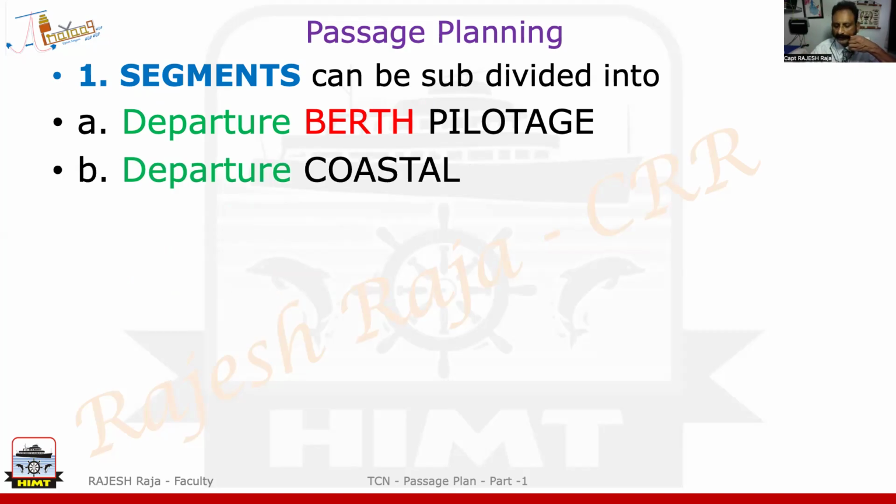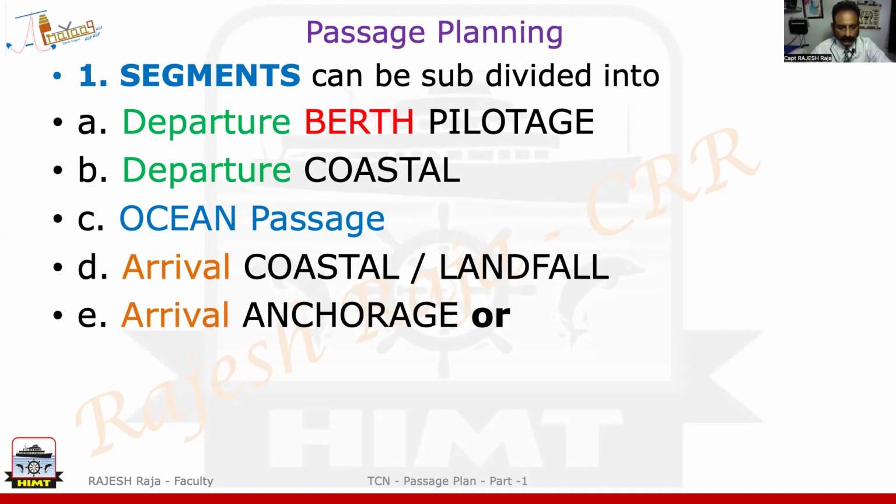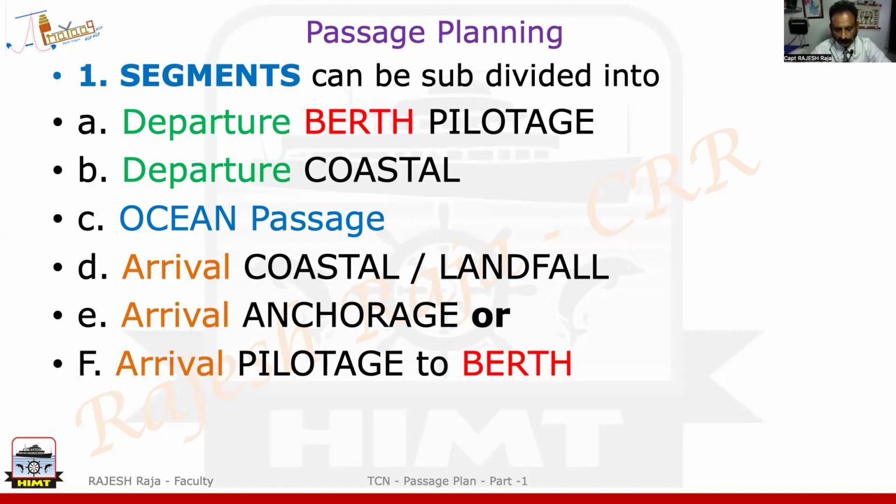After the pilot has disembarked, you'll still find a lot of traffic here. And ocean passage, that is the bigger version usually of your passage plan. Then when you arrive, you'll have arrival coastal, which is also called as landfall also. Then you can anchor at arrival, or you can have pilotage on arrival also, again up to berth. So if you see here, I've again marked it with the red, berth to berth. This is what you should.